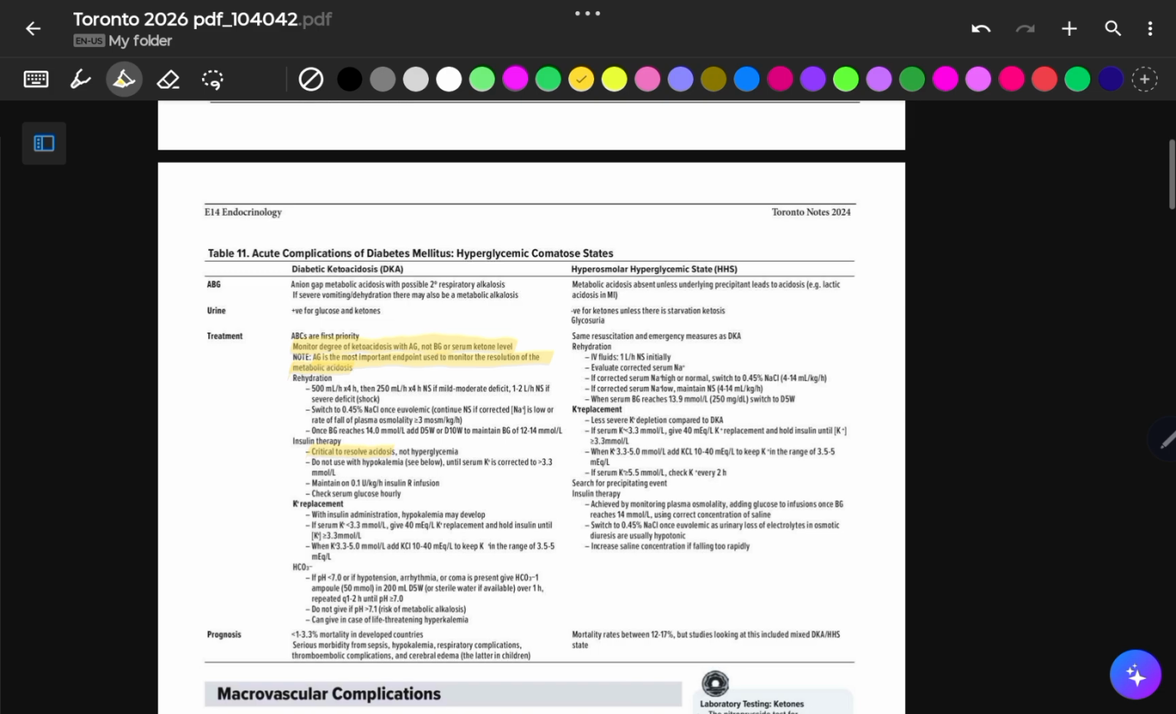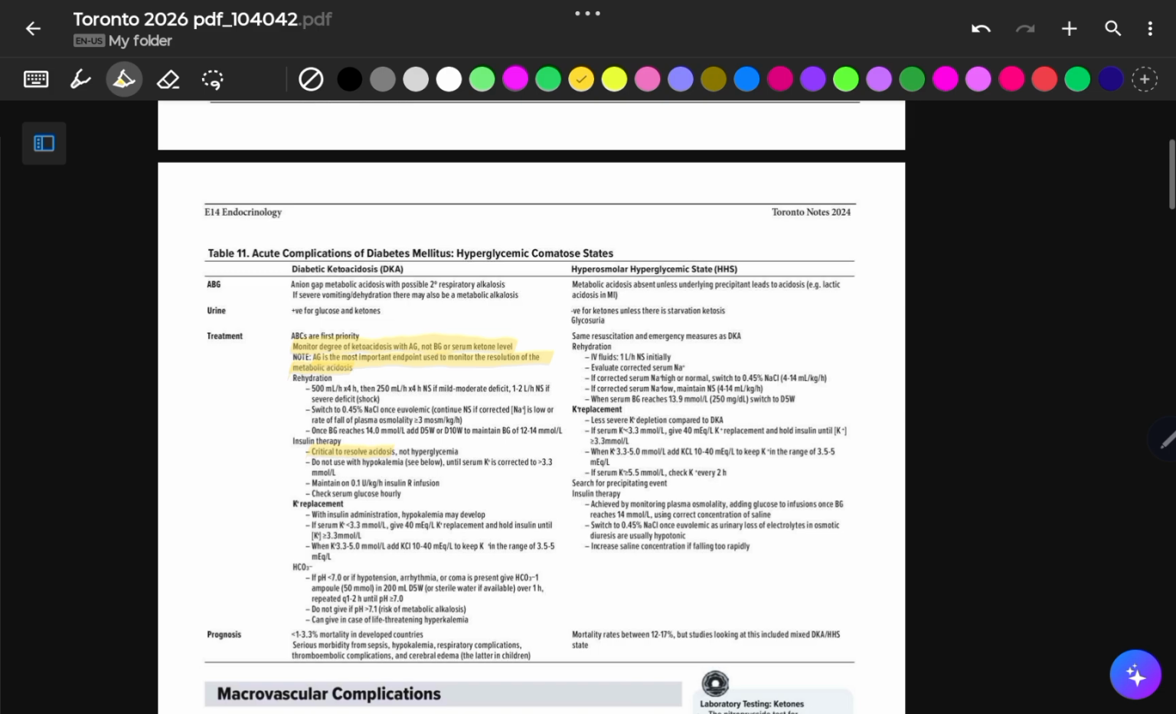Treatment: remember, we do your ABC, the same resuscitation and emergency procedure as DKA. You do your ABC first priority. Then hydration first: you want to give them IV fluid, 1 liter per hour of normal saline initially. You want to evaluate the corrected serum sodium. We spoke about how to calculate the corrected sodium. If the corrected serum sodium is high or normal, you want to switch to 0.45% sodium chloride. If the corrected serum sodium is low, then you maintain normal saline.